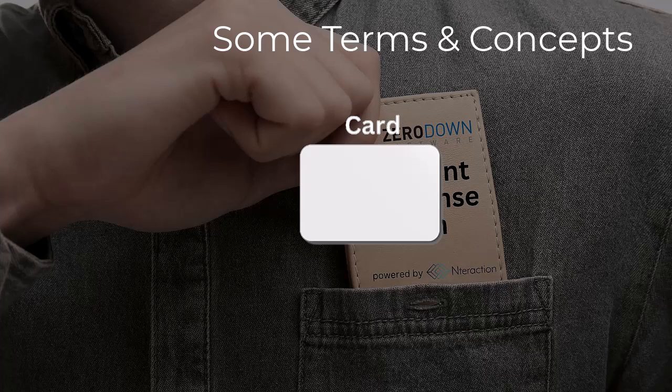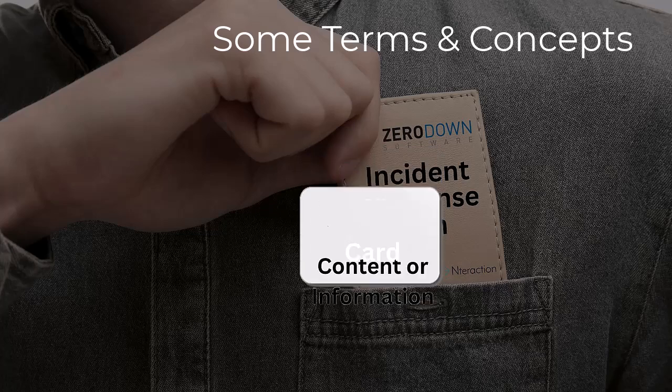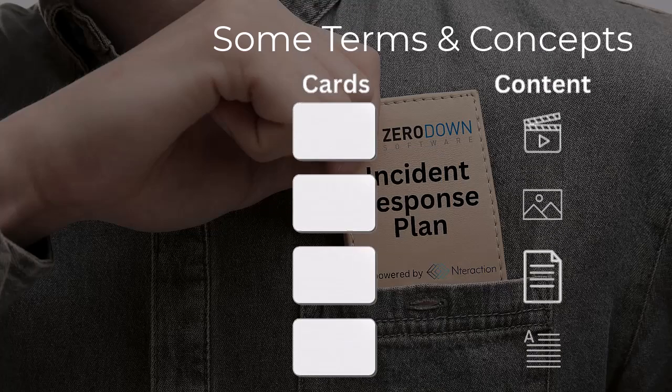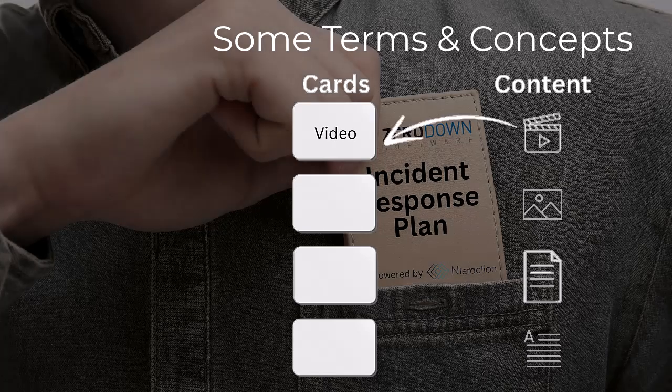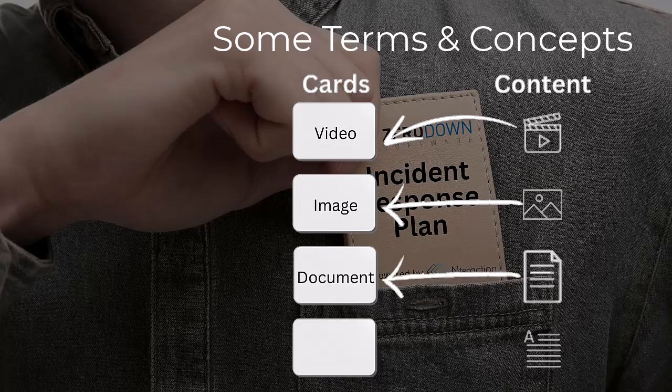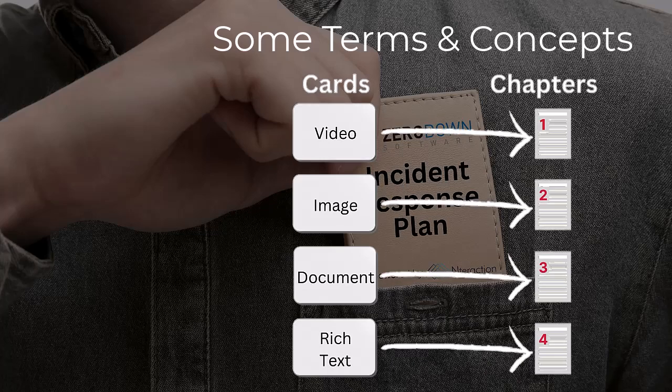A card is a container for content or information that you want to convey. There are several types of cards that can be utilized in IR in your pocket, each representing the type of content that it supports. Video cards, image cards, document cards, and rich text cards are a few. Think of a card like chapters in a book.